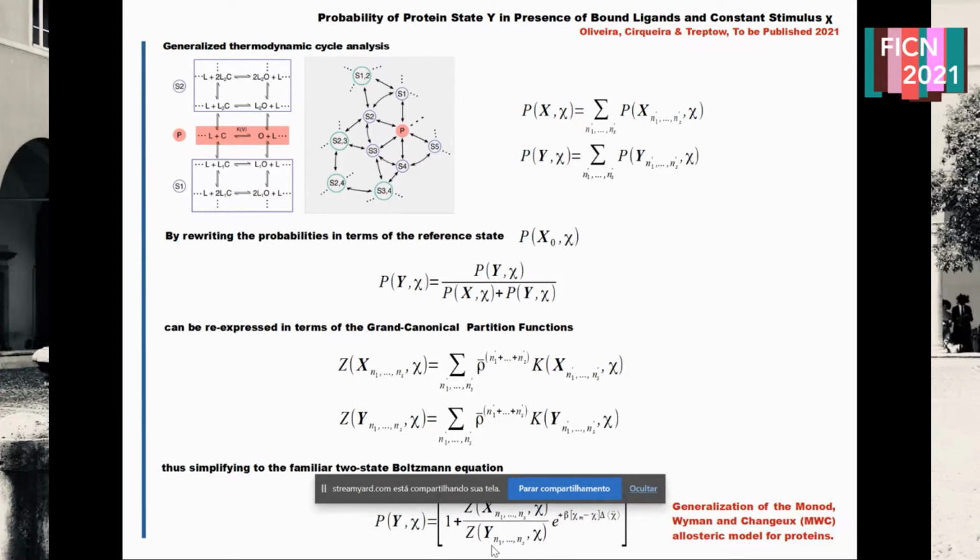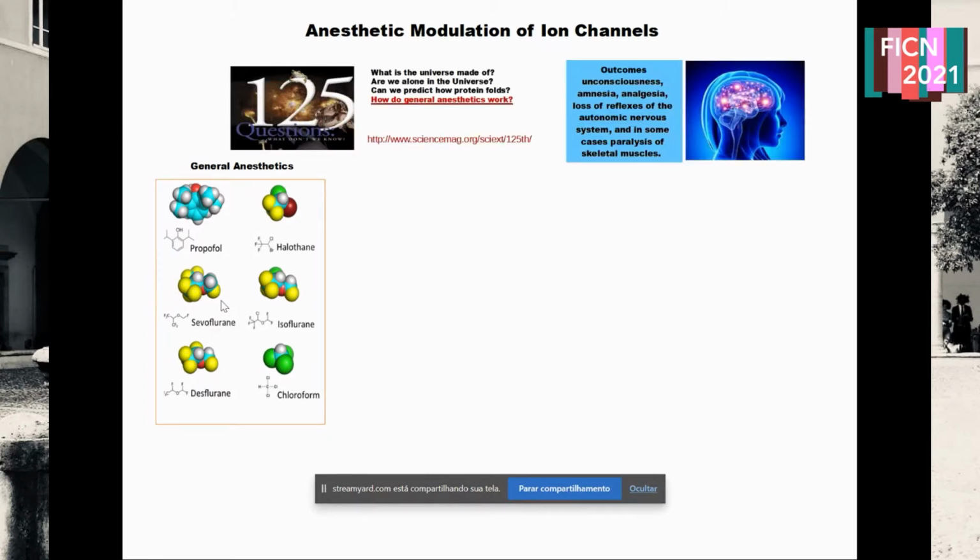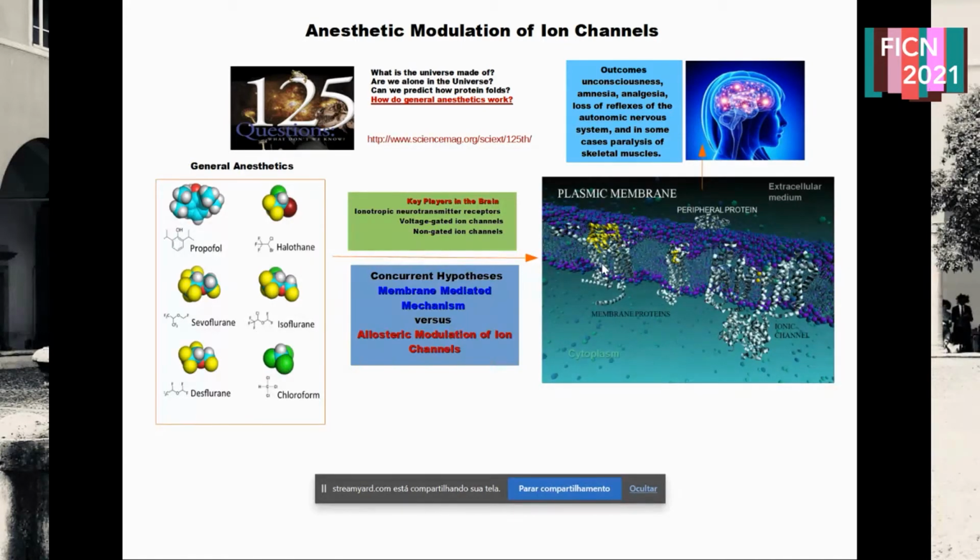And where we think this can be very important is in the study of ion channels and general anesthetics. As you know, general anesthetics are small uncharged molecules, and here I show you typical exemplars, including propofol, halothane, and sevoflurane. And despite efforts reaching back over a century, their action in general anesthesia remains largely unknown. The current view is that ion channels in the brain are implicated, and key players have been identified so far, including the ionotropic neurotransmitter receptors, voltage-gated ion channels, and non-gated ion channels.